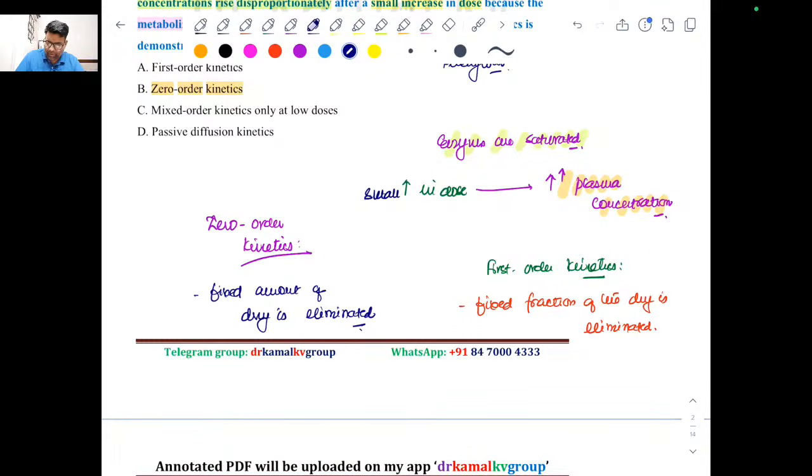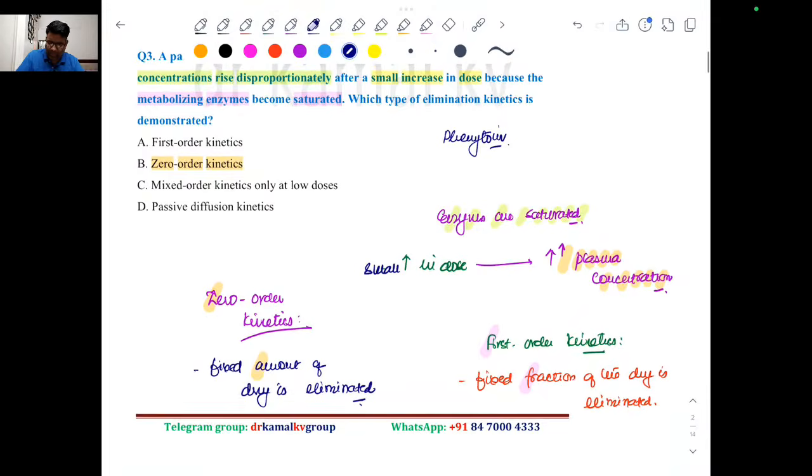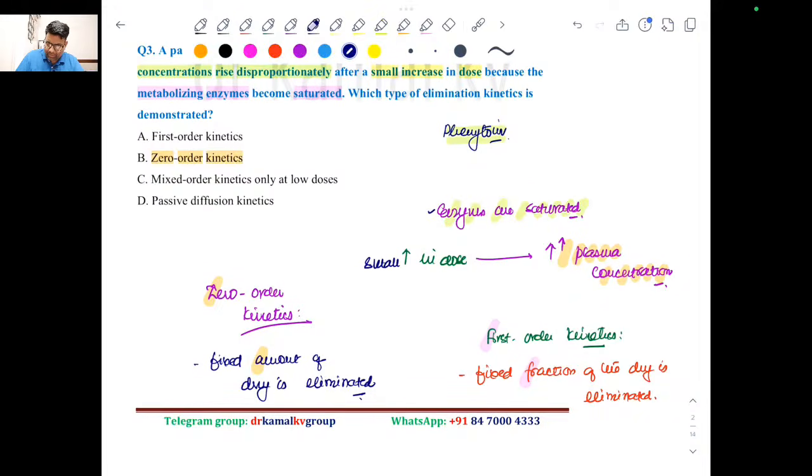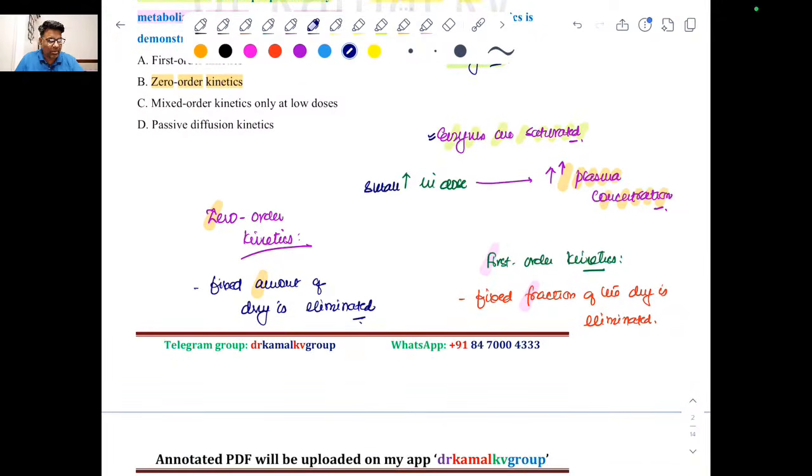Clear? So that's very important. First order, a fixed fraction; in zero order, a fixed amount. Clear? So that's very important to remember, and especially if you find the word phenytoin, you can think of zero order kinetics, where if the enzymes are saturated, any additional amount of drug which is then given will lead to a disproportionate increase in plasma concentration. So that's zero order kinetics.